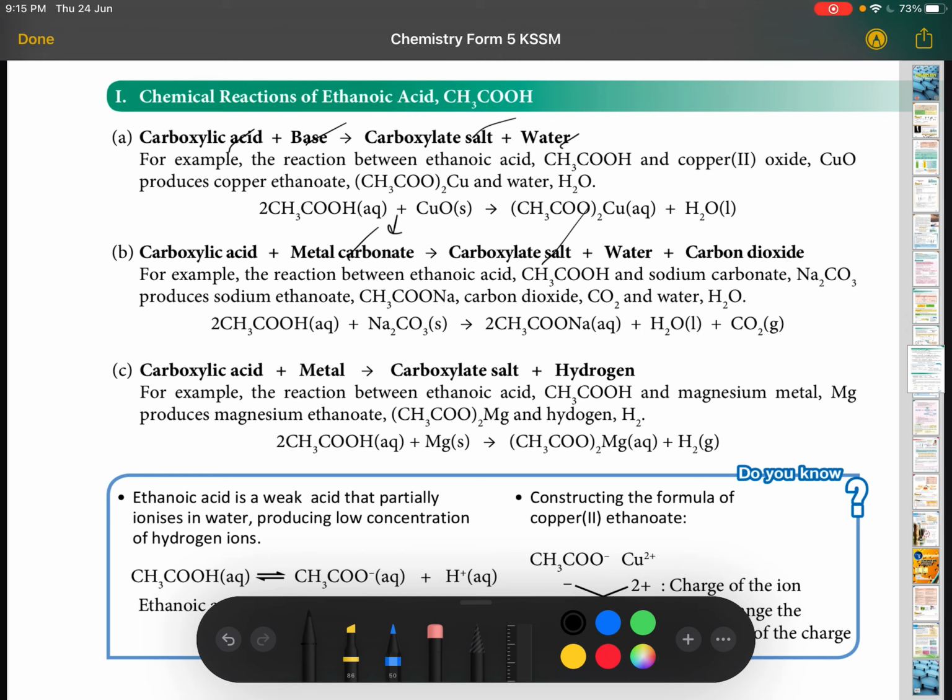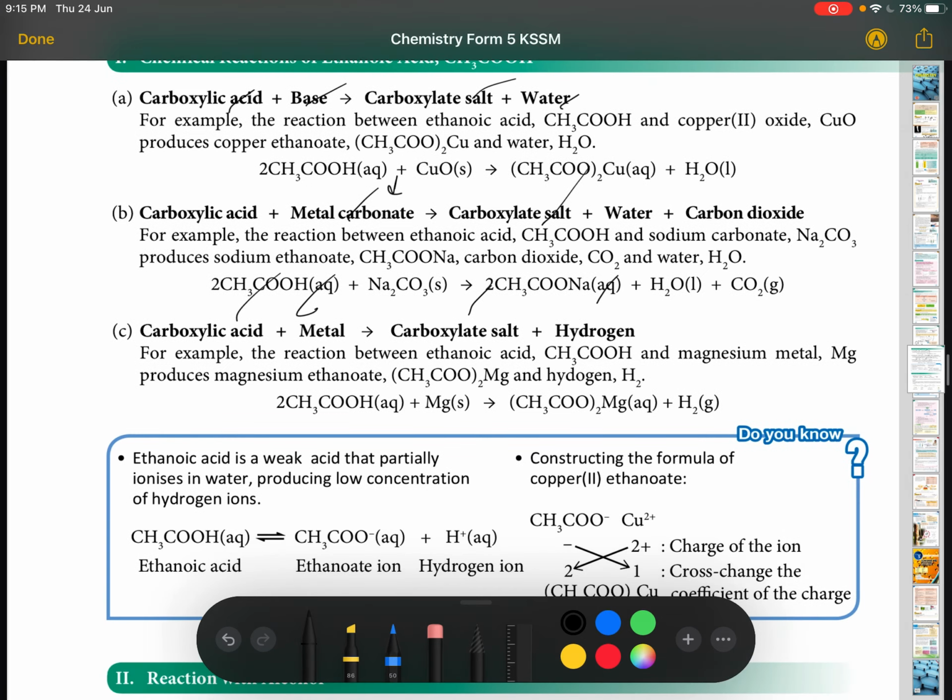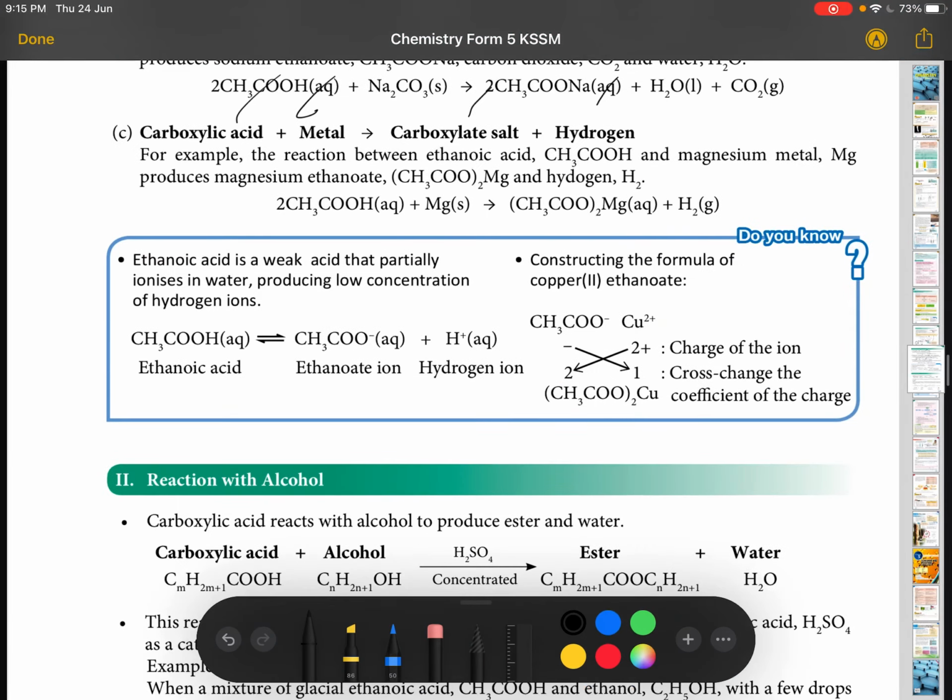Carbonic acid. Carbonic acid is very unstable, as we remember in junior 3, so it will decompose into water and carbon dioxide. After that, carboxylic acid and metal produces salt and hydrogen. So these are all like last time in earlier chapters. And if you remember correctly, ethanoic acid was in form 4, senior 1.